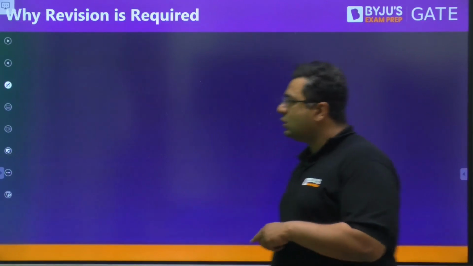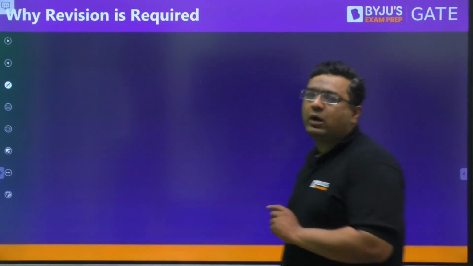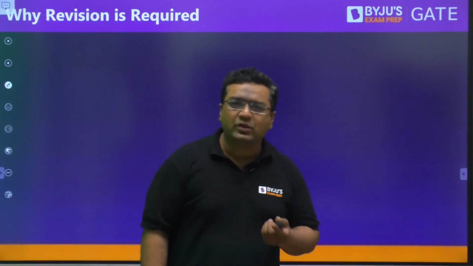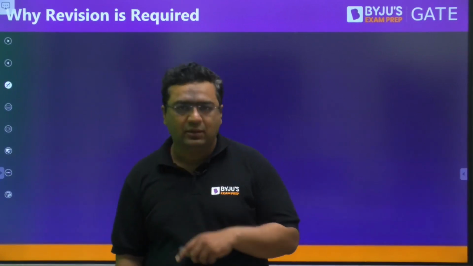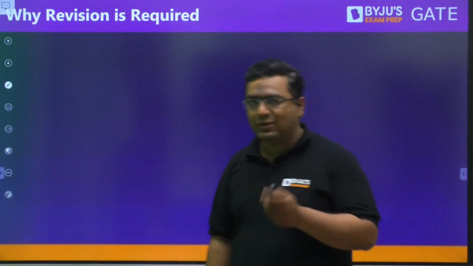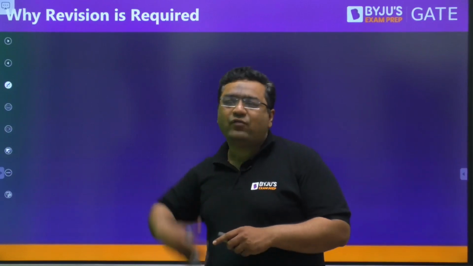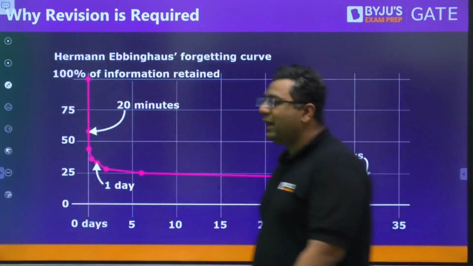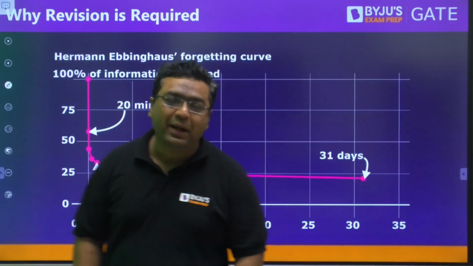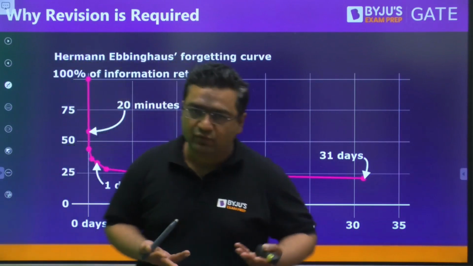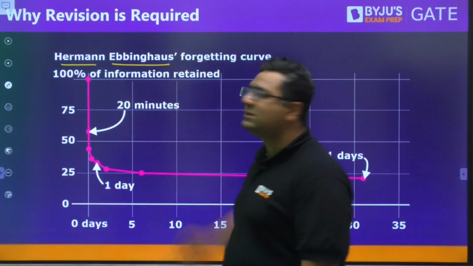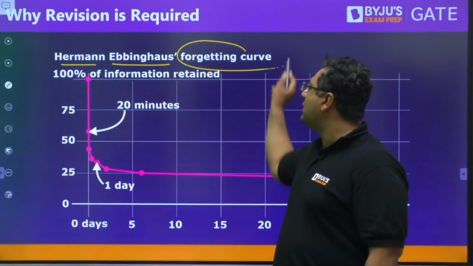Okay. So guys, first of all, we will talk about why revision is required. I feel the answer is very simple: because we forget. But how we forget, and after how much time we forget, we also need to see. This is a curve made by taking lakhs of students, and the curve was made by Hermann Ebbinghaus. It is called the forgetting curve.